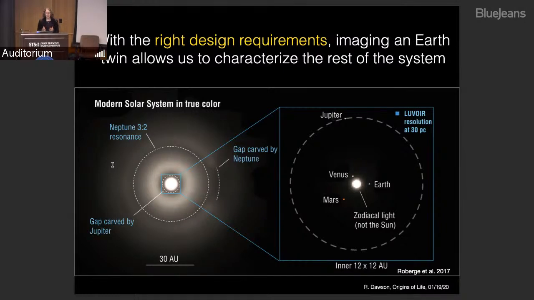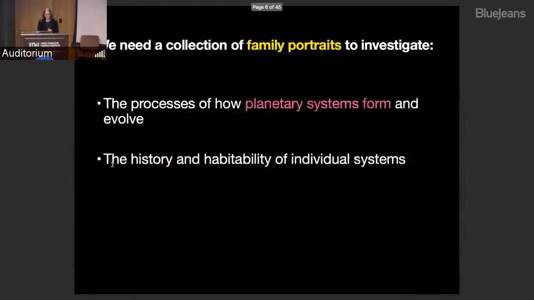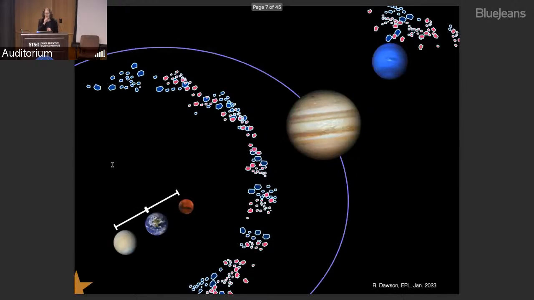Today I'm going to talk about some of the wish lists that might drive those design requirements and why it's so critical to characterize the rest of the planetary system, whether it contains an Earth twin or not. We're going to need a whole collection of family portraits to investigate both the processes of how planetary systems form and evolve and the history and habitability of individual systems. Our solar system is a great example of that, where every component of the whole system tells us about the Earth's formation and habitability.